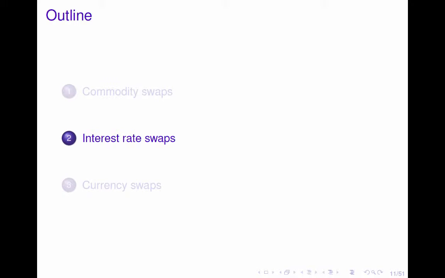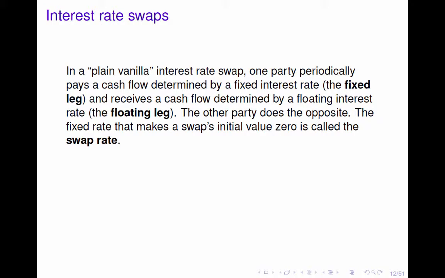Section 2. Interest rate swaps. In a plain vanilla interest rate swap, one party periodically pays a cash flow determined by a fixed interest rate. This is known as the fixed leg, and receives a cash flow determined by a floating interest rate, known as the floating leg. The other party does the opposite. The fixed rate that makes a swap's initial value zero is called the swap rate.